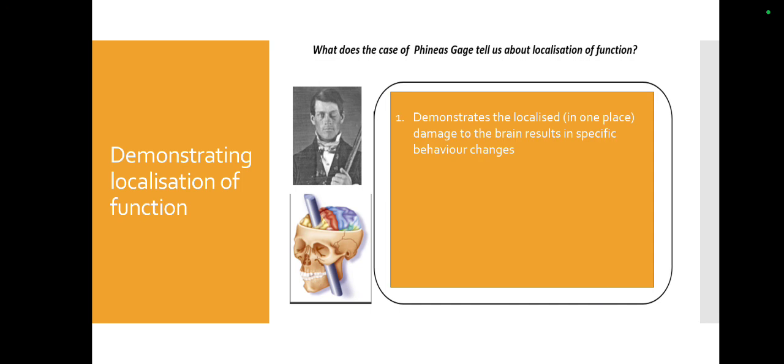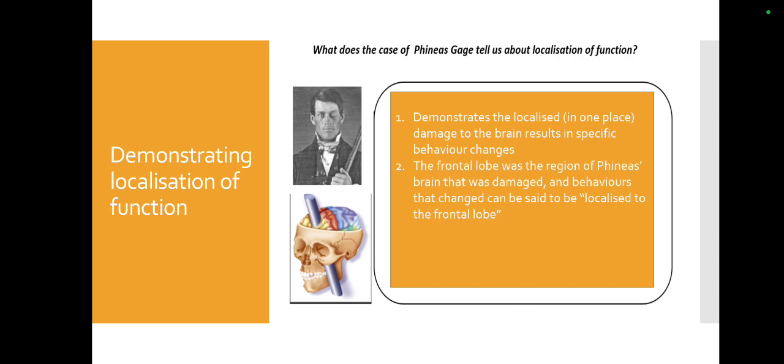First thing is it demonstrates that, that's a typo, demonstrates that localized damage to the brain results in very specific behavior changes. So we now know that wherever the brain damage occurs, we can expect a very specific or niche set of behavior changes to occur. So that's number one.